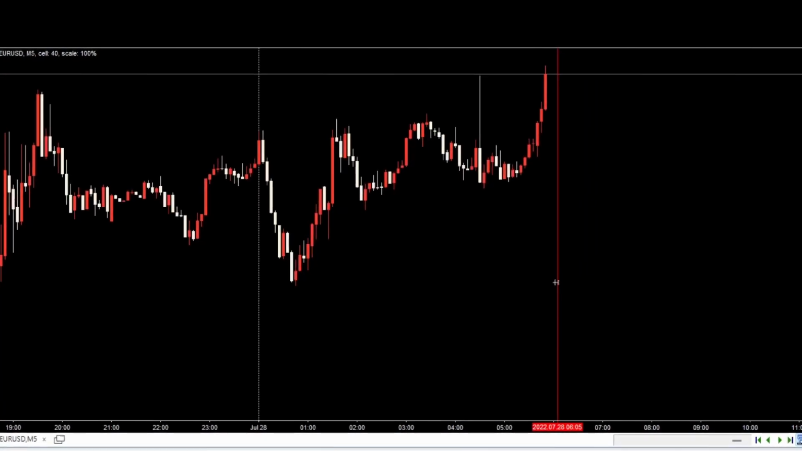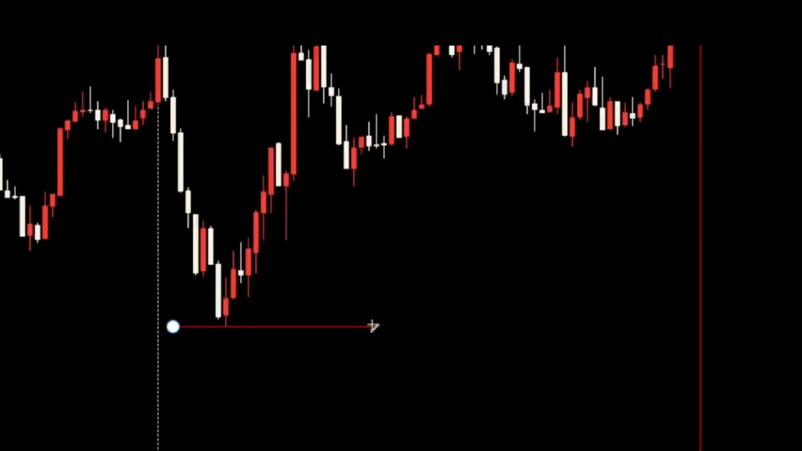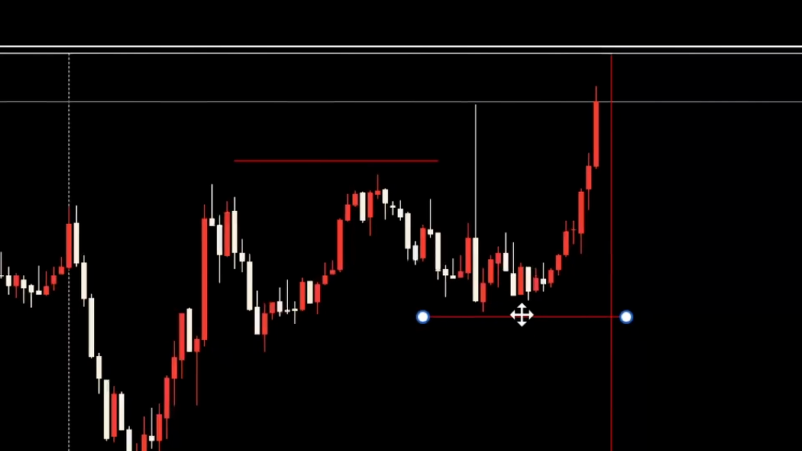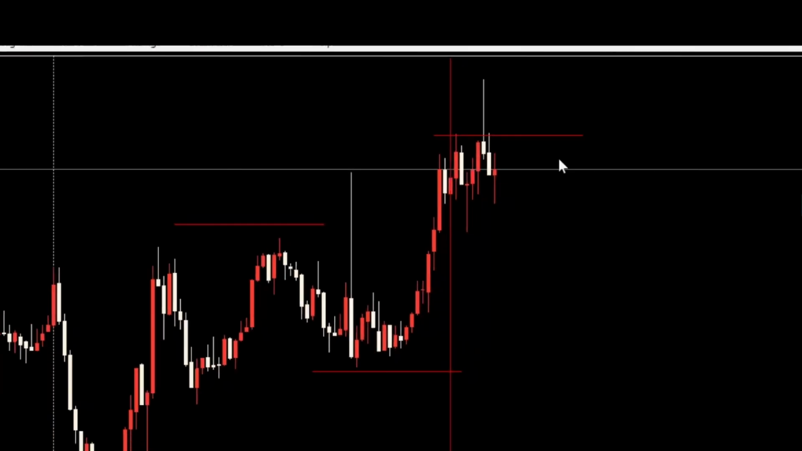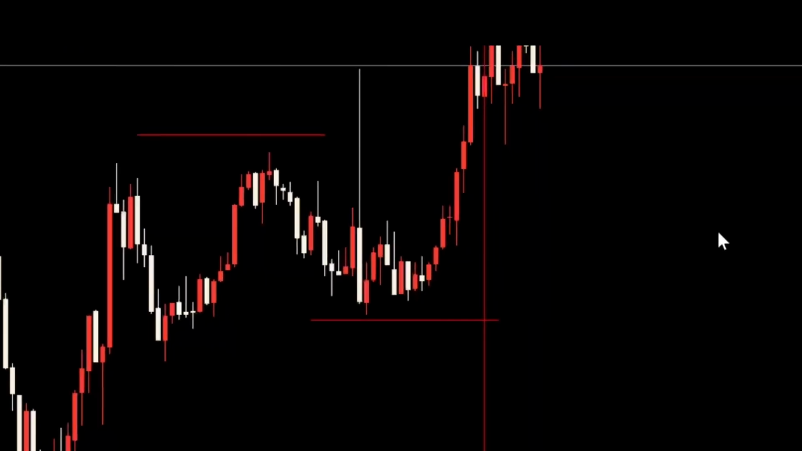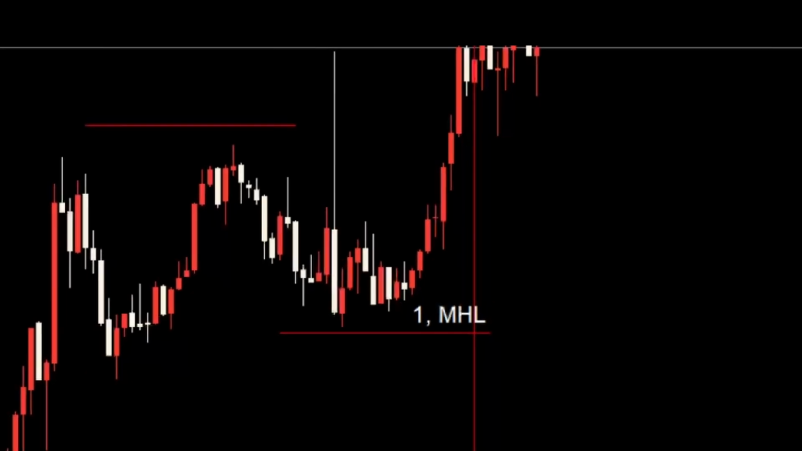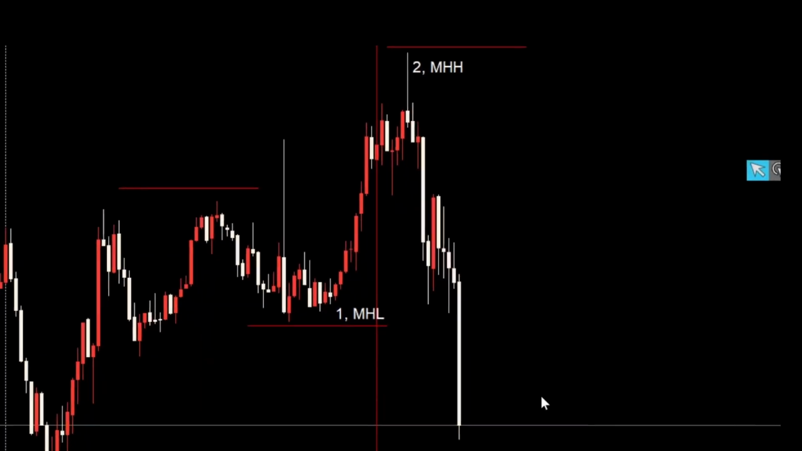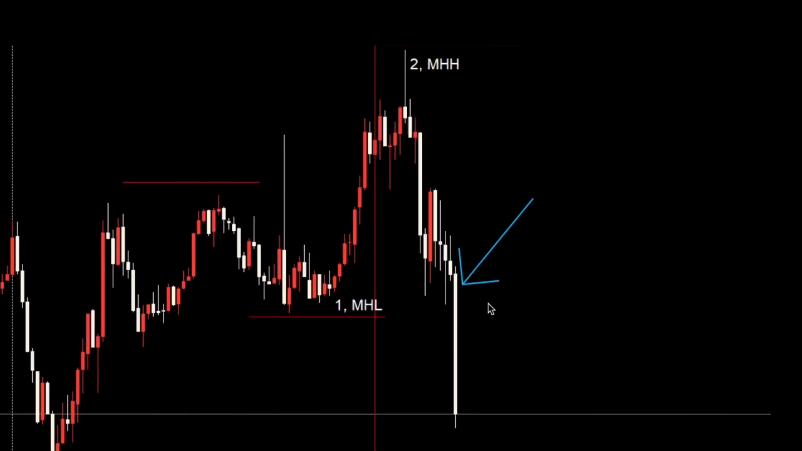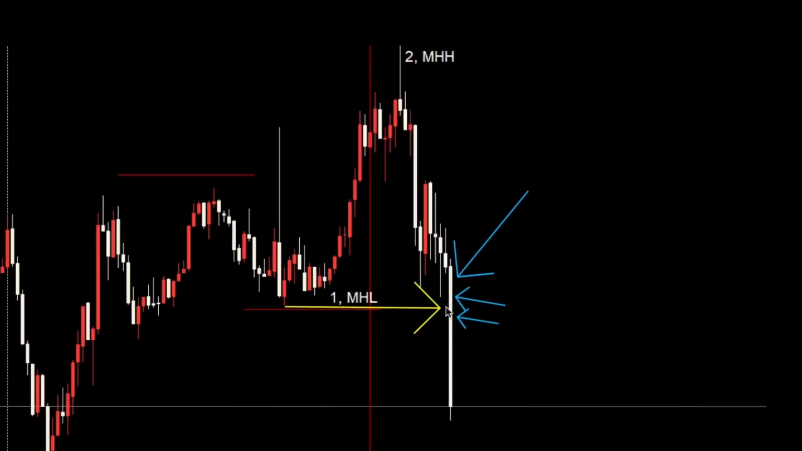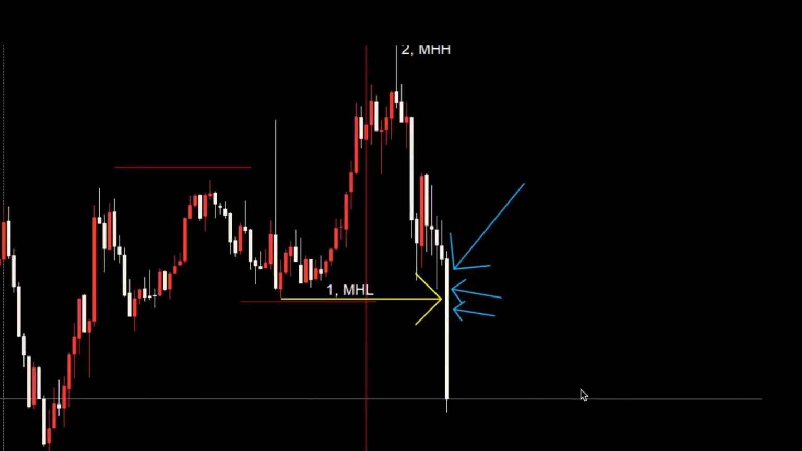Example 2. Step 1. Identify the trend and map out market structure using the 3 pillars. Once again, here we have a bull trend, and this is the major higher low. Let's wait for price to break it. Step 2. This is where the break happened. Notice once again how strong this candle is. Sellers are trying to dominate the market.